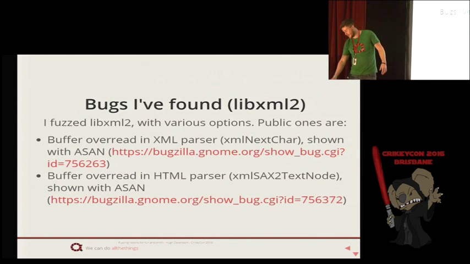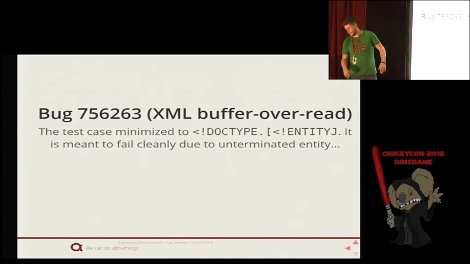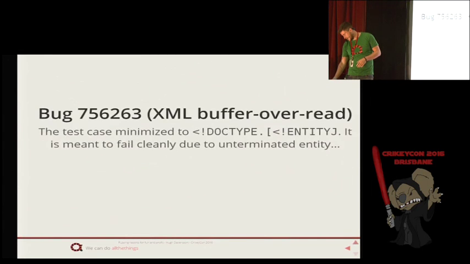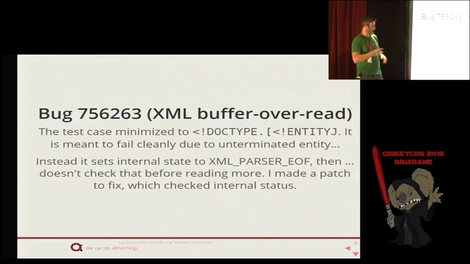So yeah, might not be as good, but the first one was a test case where the entity had an extra character after it, so it's an unterminated entity, and it's meant to fail. So it sets its internal state to end of file, and then just doesn't check that. Not sure why they missed it. So I made a patch to actually check the return result, and that got applied.